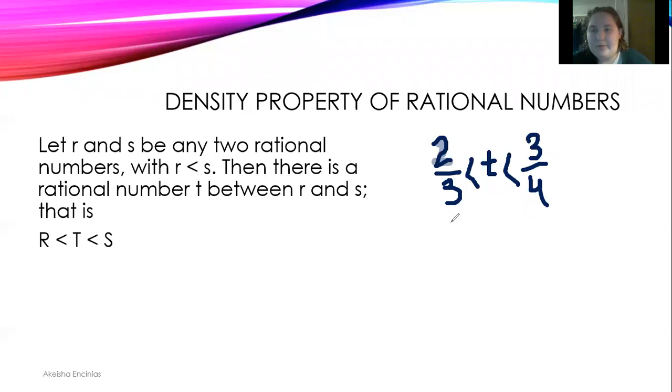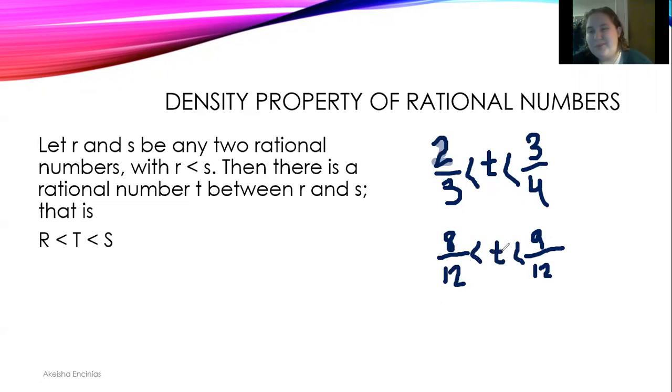So it's kind of hard to see that with the different denominators. So we're going to make a common denominator. The easiest way to get a common denominator between 3 and 4 is to multiply by the other denominator. So 3 times 4 is 12. 4 times 2 is 8. 3 times 4 is 12. And 3 times 3 is 9. And we're still less than. See that? It's easier to see that 8/12 is less than 9/12, but we still haven't found T.